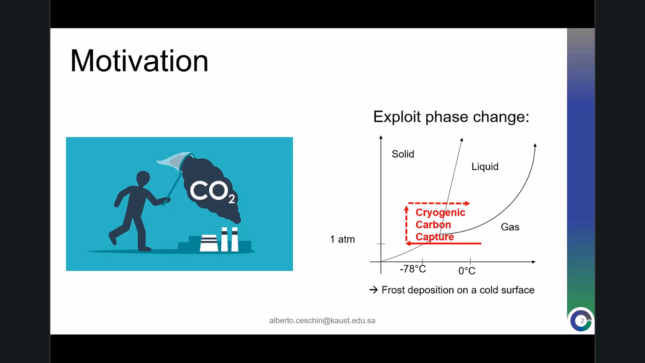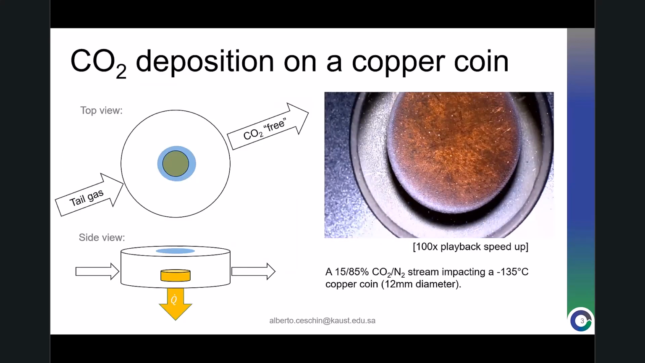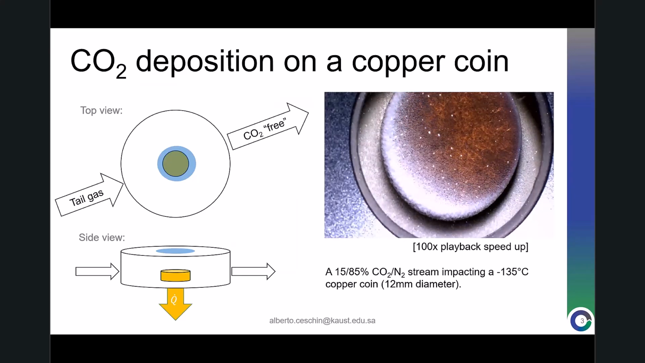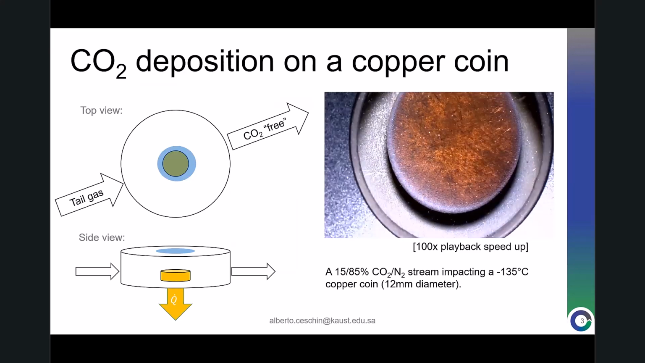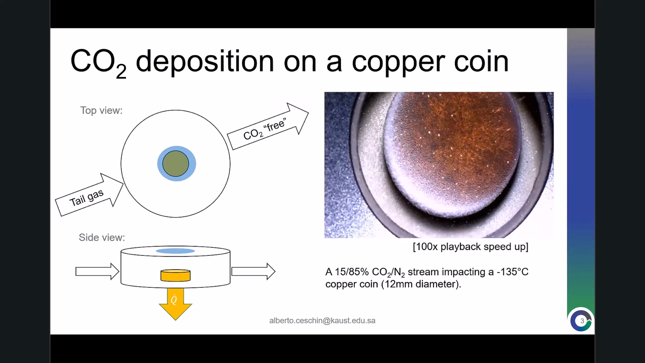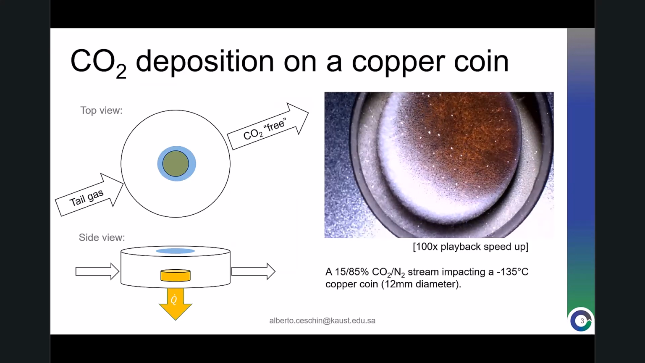Of course, there's a whole project, and it's way more complex than how I simplify it now. But for now, we are just focusing on frost deposition on a cold surface. So we started conducting the experiments at KAUST. Here, there's a very cold copper coin, and there's a tail gas entering this chamber. And we see that the CO2 is depositing on the leading edge of the coin. And we see that this process, the frost form, is porous, is not uniform on all the copper coin, and it has a transient component.